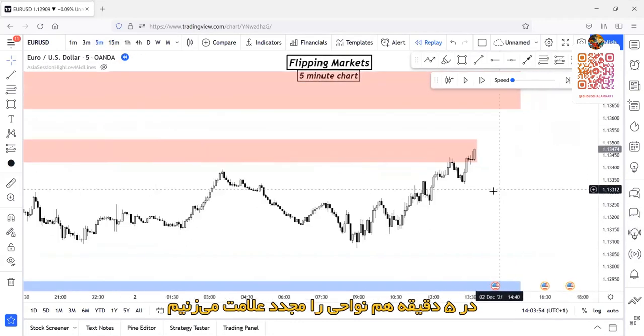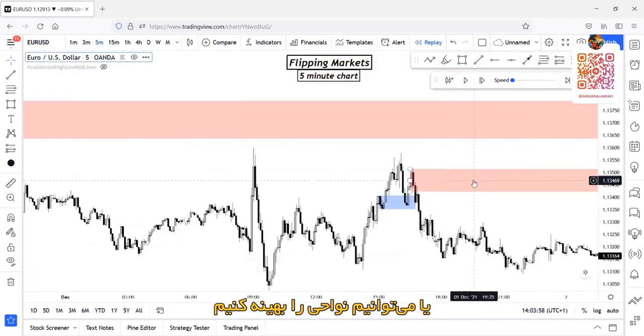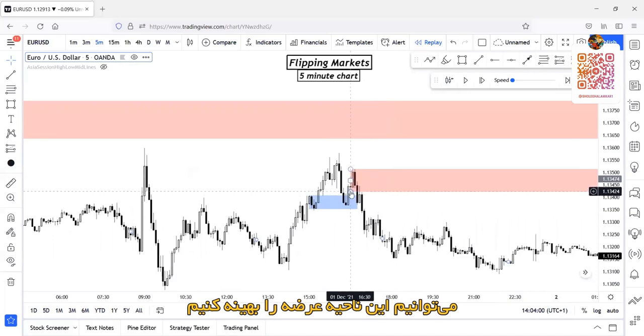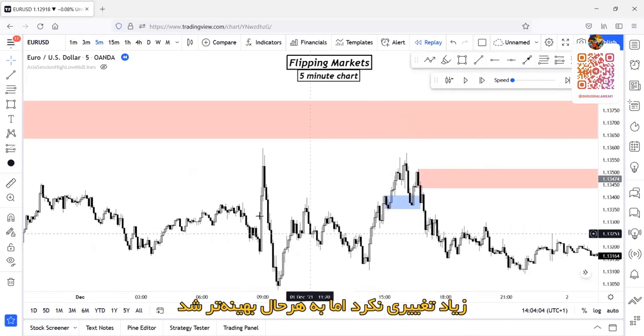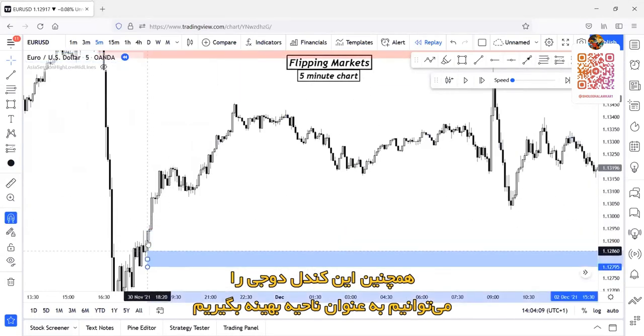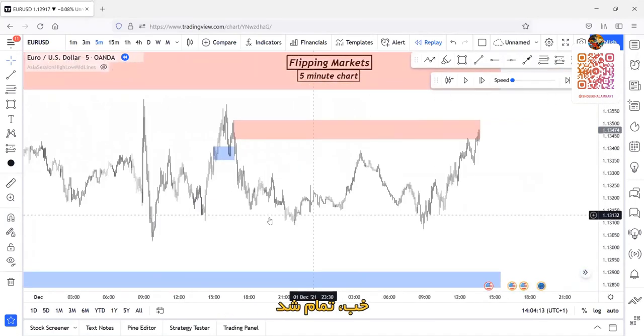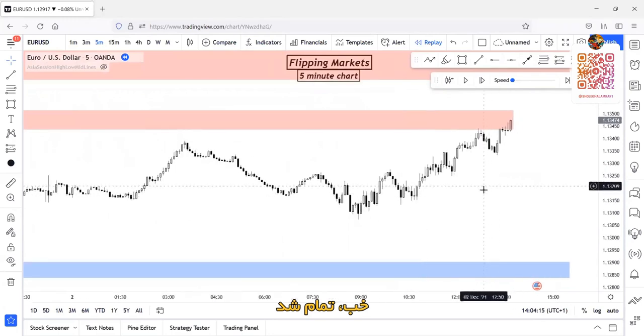Okay, so let's switch to the 5-minute. So on the 5-minute, I will mark the zones again. Or I can just refine the zones if I want to. As you can see, I can refine this 15-minute zone, not much, but it's a refinement. And I can refine this zone also for this doji candle. And yeah, basically that's all.